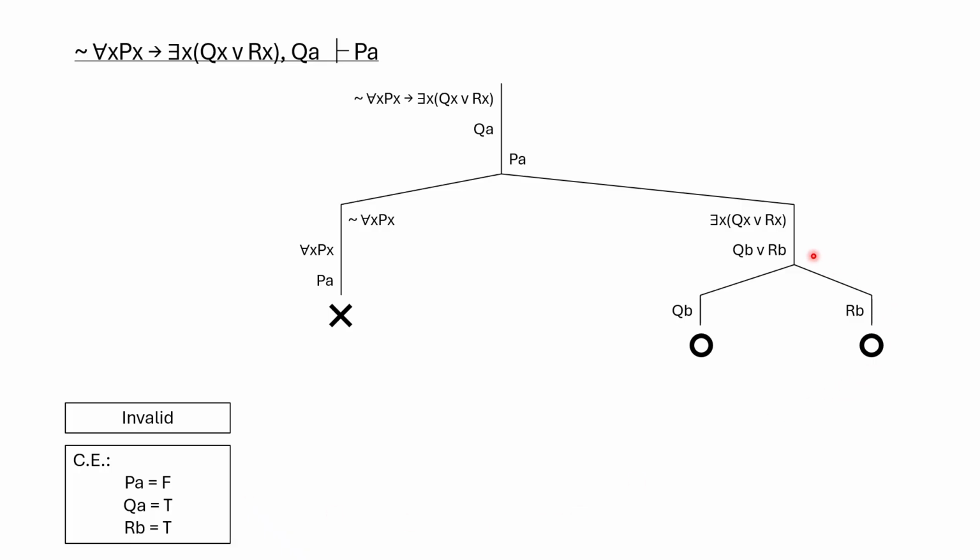I picked this branch over here where RB is true, QA is true, PA is false. But I could have picked this one where QB looks true, QA is true, and PA is false. Again, depending upon which branch you pick, that's the one that will determine which letters and which terms you have here in your counterexample. So if you pick this one, then you wouldn't have had anything with R in the counterexample. Totally up to you.